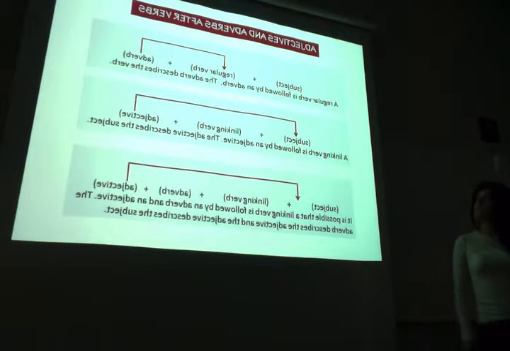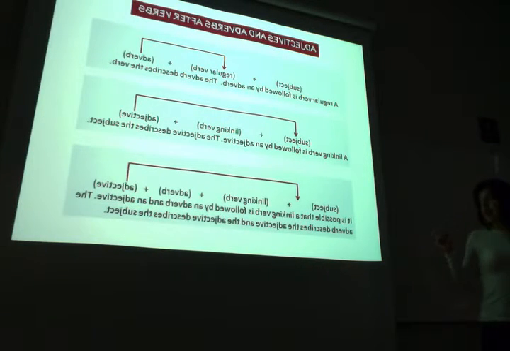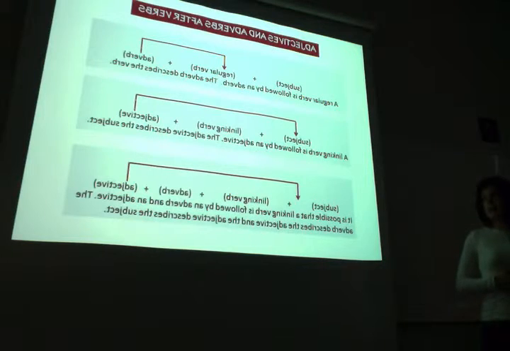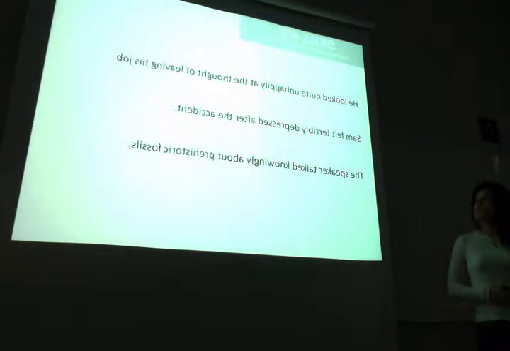Here's some other explanation about the examples that we had before. The subject, a regular verb, is followed by an adverb, and the adverb describes the verb. Here the linking verb is followed by an adjective, and the adjective describes the subject. And it's possible that a linking verb is followed by an adverb and an adjective. The adverb describes the adjective, and the adjective describes the subject. These are the three ways we can find the examples. And there we have the examples.